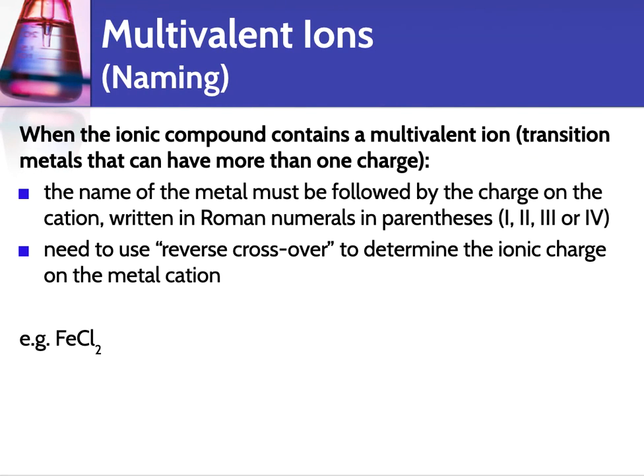So let's look at examples, and hopefully that will become a little clearer. We're going to name this FeCl2. Based on our previous way of naming, we would call this iron chloride. But iron is one of those special metals that is multivalent. So we need to figure out which iron ion is actually in this compound. What we do is a reverse crossover. The little 1 goes up with chlorine, the 2 goes to iron. So this tells us that the iron had a charge of 2 and the chlorine a -1.